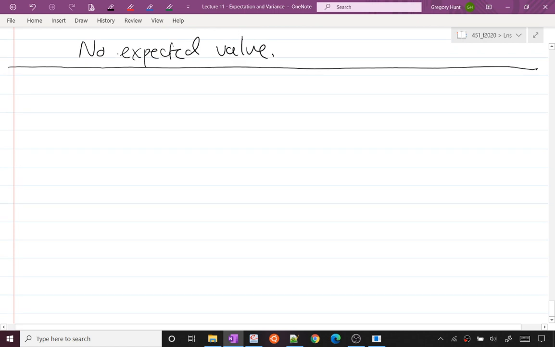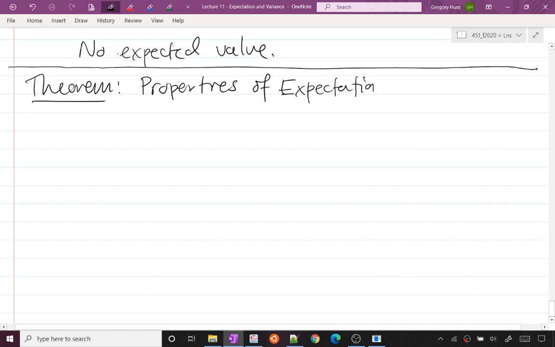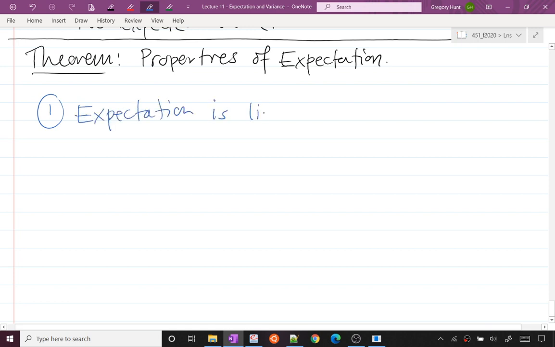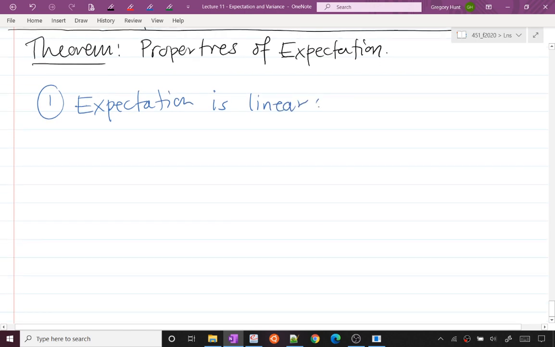Let's talk about some nicer properties of expected value. Theorem: properties of expectation. We're going to go through these kind of quick. Property 1 is that expectation is linear. What does that mean? It means that if I look at the expected value of aX plus b, I can write this as a times the expected value of X plus b.